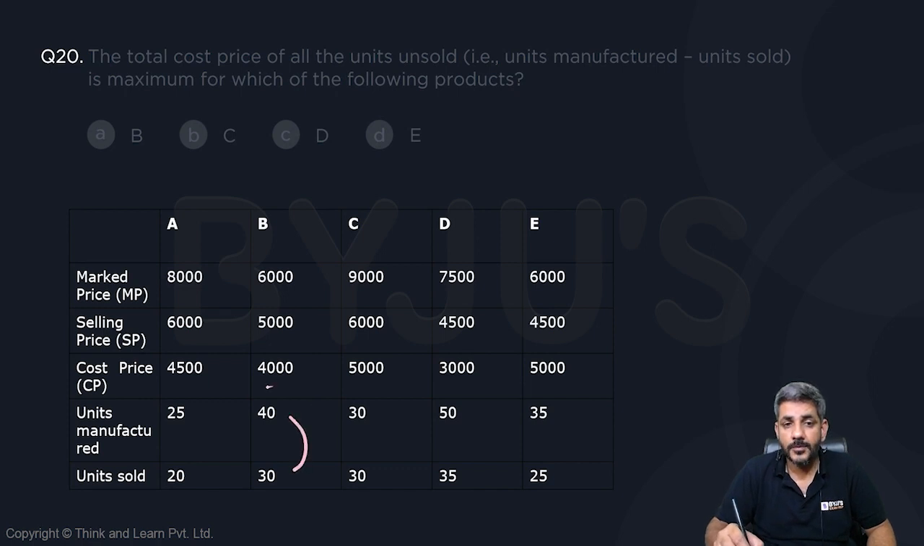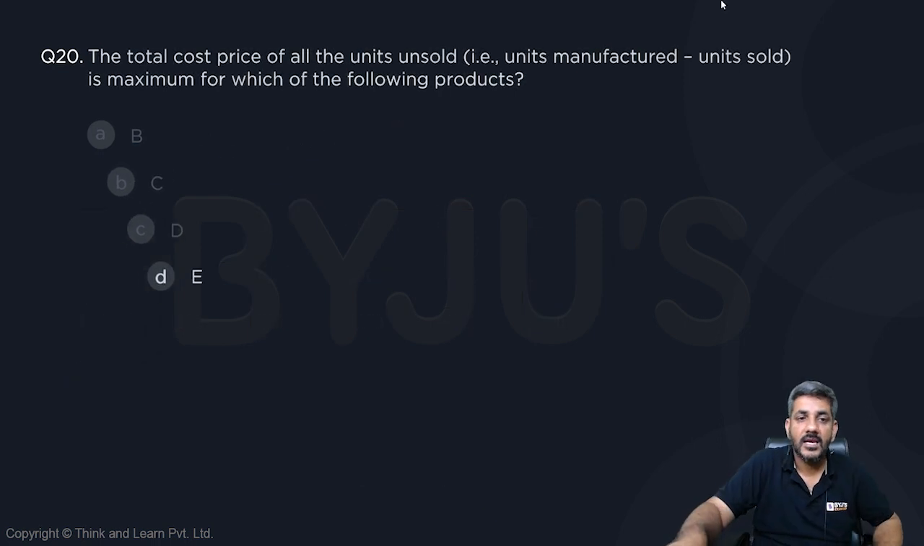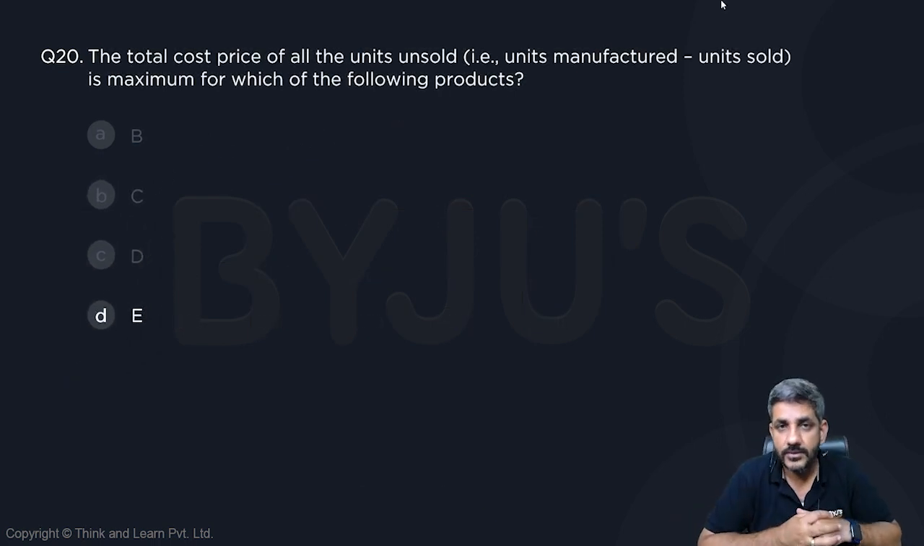10. Cost price 4,000 into 10, 40,000. What are the unsold units? 0. What are the unsold units? 15. 15 into 3,000 is 45,000. What are the unsold units? 10. 10 into 5,000 is 50,000. So it is the highest for product E, and that is the last answer for question number 20 for us.